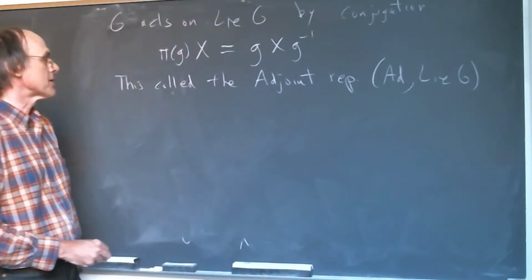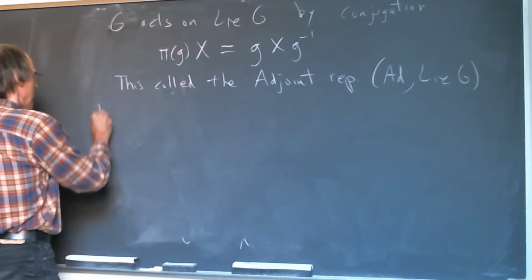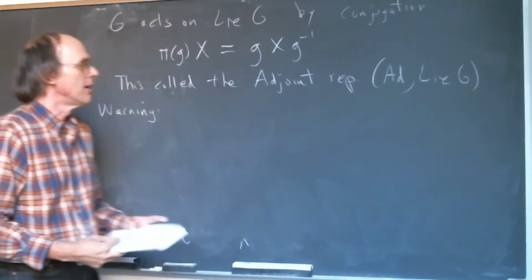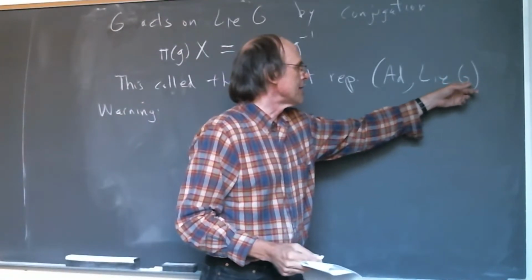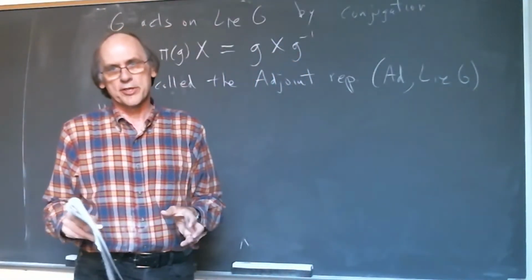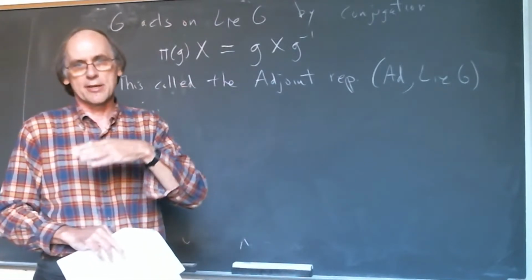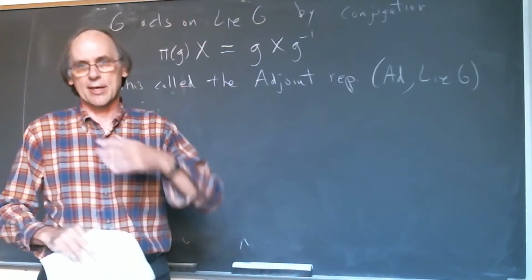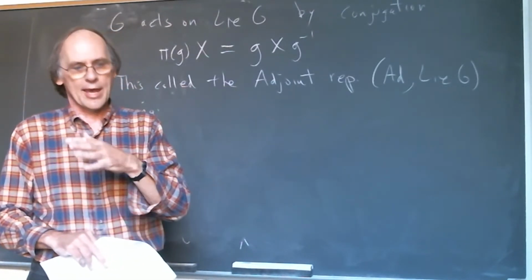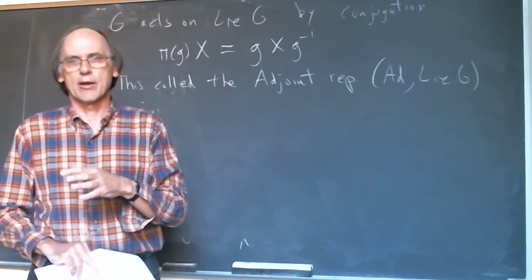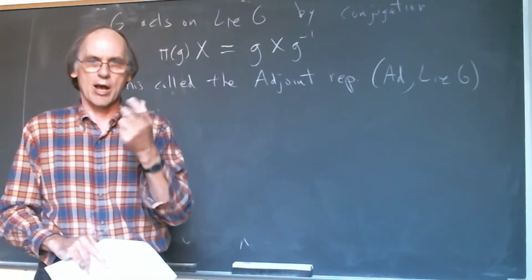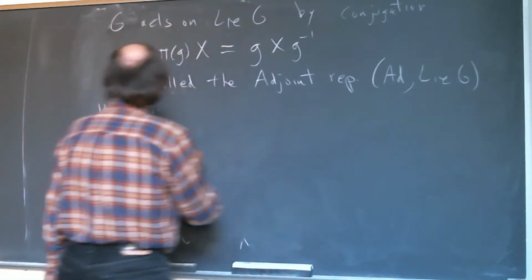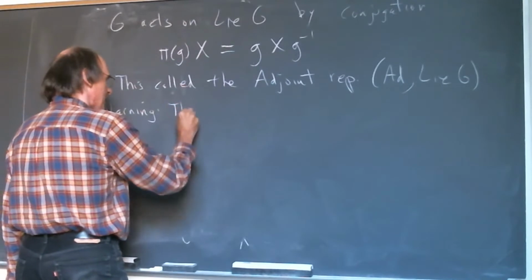Okay. And here's the warning: these groups that we're talking about are real manifolds, and the tangent spaces to them are real vector spaces. For instance, SU2 is a three-dimensional space. It's got a three-dimensional tangent space that you can't make out of pairs of complex numbers. It's got the wrong dimensionality. So the warning is that this is a real representation.